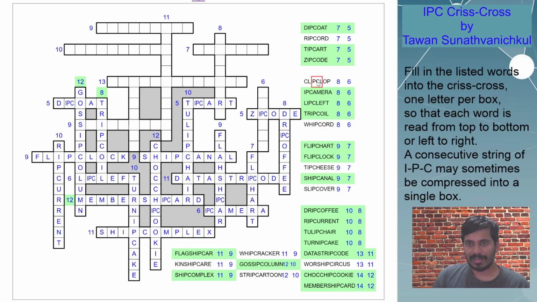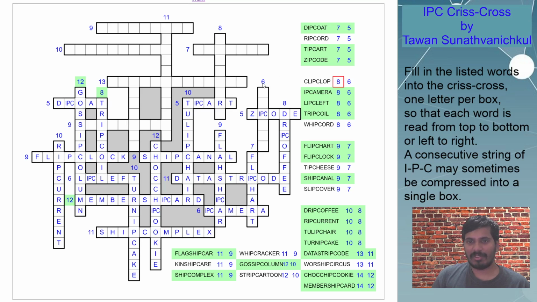Whipcord and clip clop, again both are possible. So let's look at some other place. We can check this 8-letter word. The second last has to be R, and these all 8s are done. So we have 2 words left for 8.